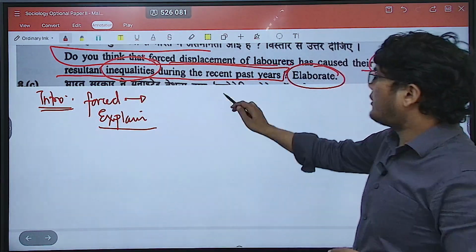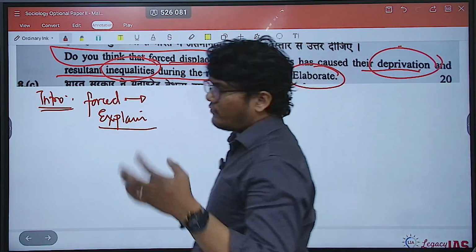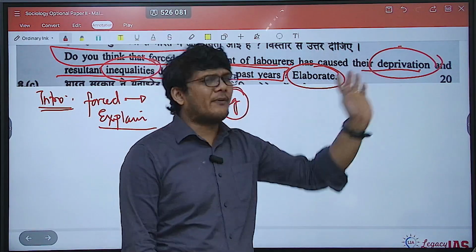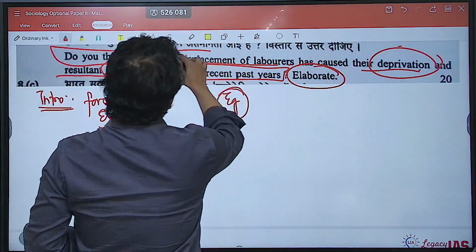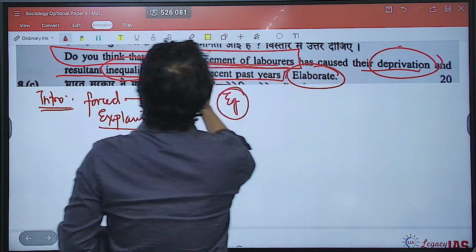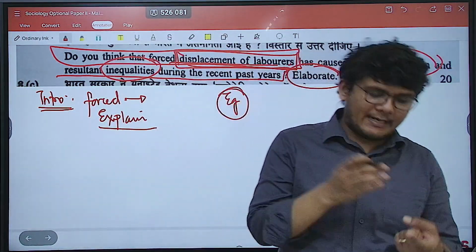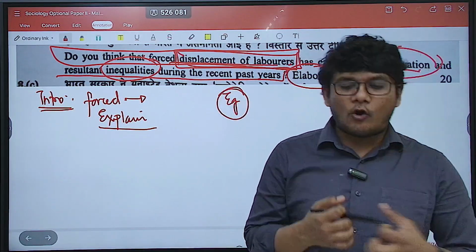And you give the examples of the recent past wherein there were different construction projects, because of which people were displaced. Now remember, we are talking about laborers here. Laborers can be in the agricultural sector, laborers can be in the urban sector, or the tribal laborers can also be there, right?